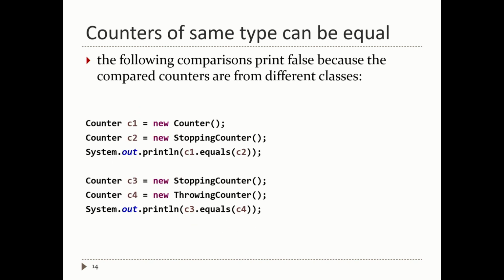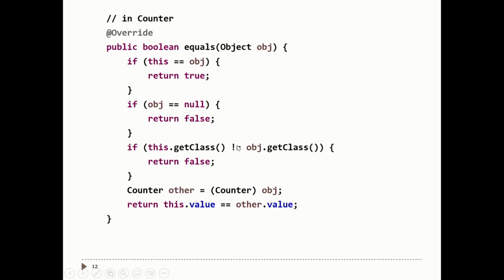But as soon as you mix the types, so if C1 is a counter and C2 is a stopping counter, notice that the type on the left-hand side doesn't matter, we'll talk about that in a little bit too. If you ask, is C1 equal to C2? The answer is no, they're not. It's false because inside equals, C1 is this, a counter object. C2 is the one that you pass in, and it's a stopping counter object. So counter is not equal to stopping counter, and equals returns false.